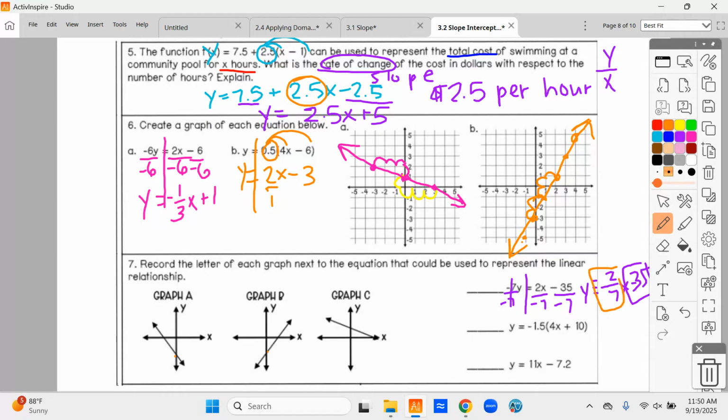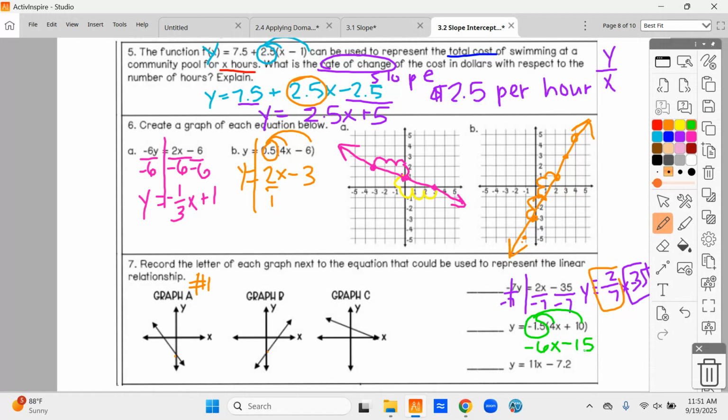So I'm thinking graph A is number 1, but we're going to use process of elimination here. Okay, number 2, I have to distribute my negative 1.5. So I would have, let's see, negative 6x minus 15, right?